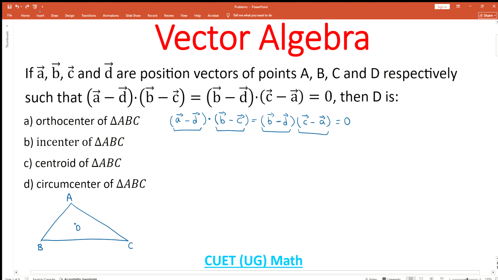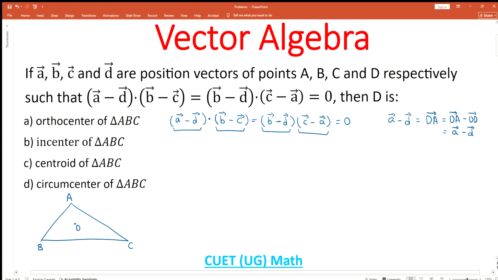Let's start with vector A minus vector D. Since these are position vectors, as per the diagram I drew on the board, vector A minus vector D is equal to the vector for line segment DA. Because as you may know, a vector can be broken up into its position vectors. So vector DA can be written as vector OA minus vector OD, which will be equal to vector A, the position vector for point A, minus vector D, the position vector for point D.